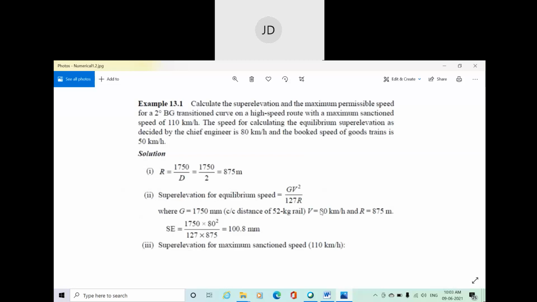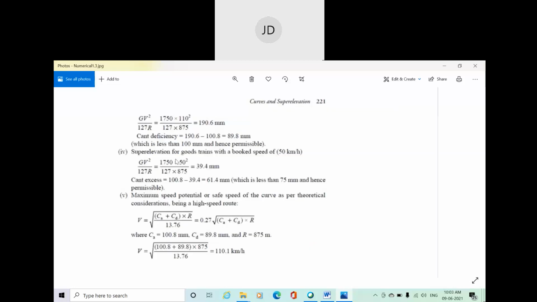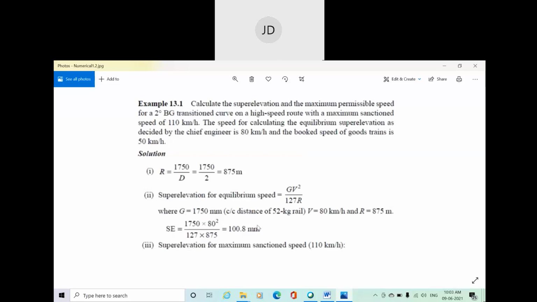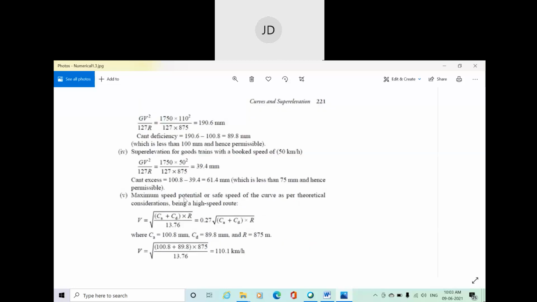Now, if you are reducing the speed from 80 to 50, your superelevation also gets lower. Now, what do we have? We have an excess of cant. Since this particular superelevation for the goods train is less than the superelevation for equilibrium, we have an excess of cant. So, what is the cant excess? The original one, that is 100.8, minus this value, 39.4. How much? 61.4 millimeter is cant excess, which is less than 75 millimeter, hence permissible. So there is a permissible limit of 75 millimeter.